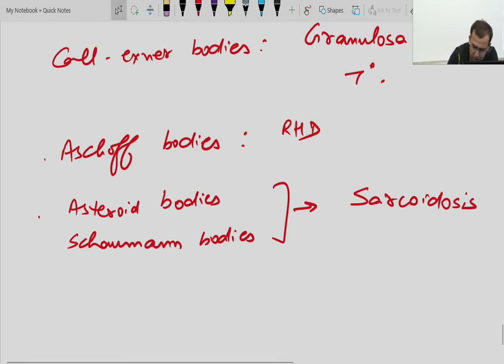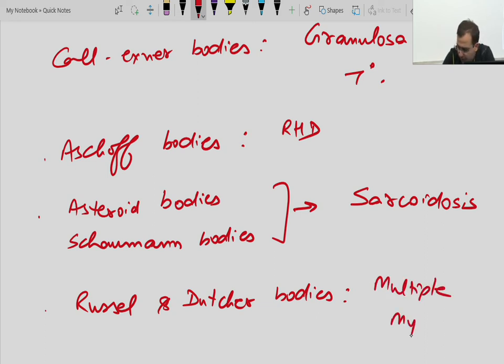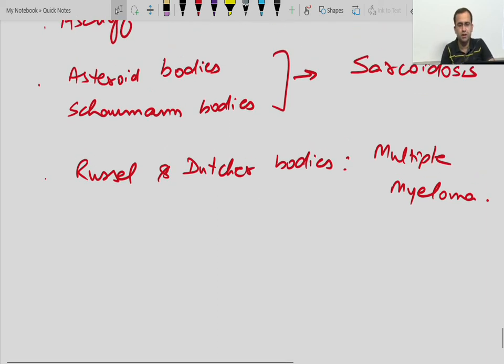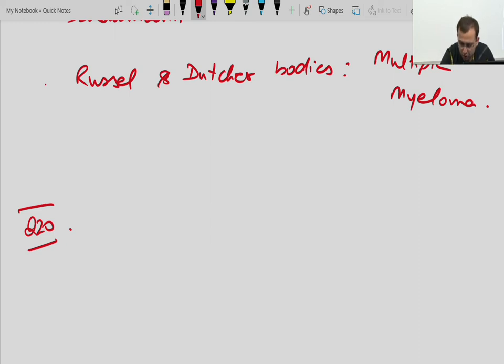Coming to the last one, that is Russell bodies. Russell and Dutcher bodies are associated with multiple myeloma. Done. This takes care of the list of bodies associated with various diseases. Next, this gets us to question 20.